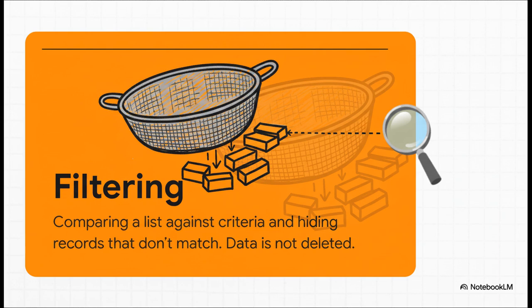You know, the best way to think about it is like a sieve for your data. You decide what you're looking for, you pour all your data through it, and it just temporarily hides every single row that doesn't match your criteria. Now, the key word there is temporarily. Your data is still there, it's totally safe, it's just out of sight. You're not deleting anything, you're just focusing.